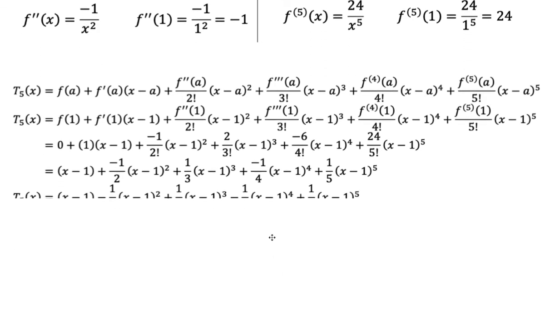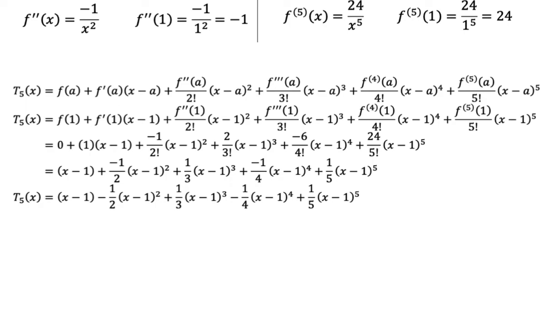We obtain that the fifth degree Taylor polynomial that approximates ln of x at 1 is given by (x minus 1) minus 1/2 (x minus 1) squared plus 1/3 (x minus 1) cubed minus 1/4 (x minus 1) to the fourth plus 1/5 (x minus 1) to the fifth.